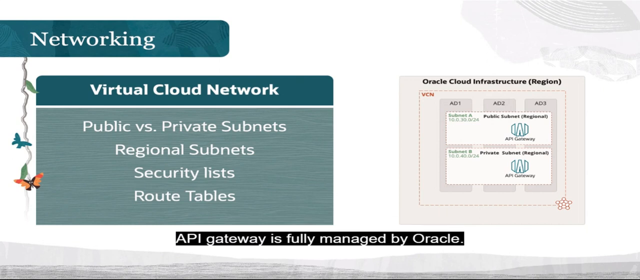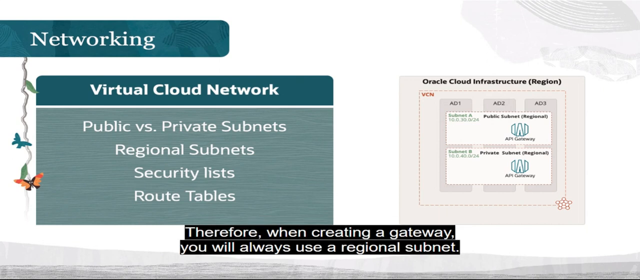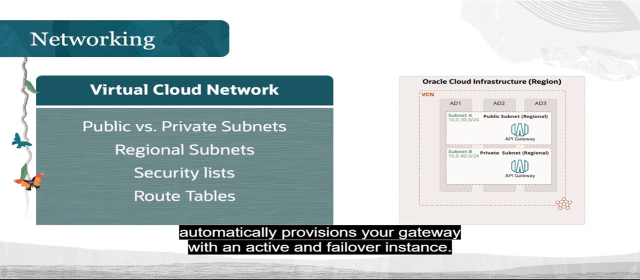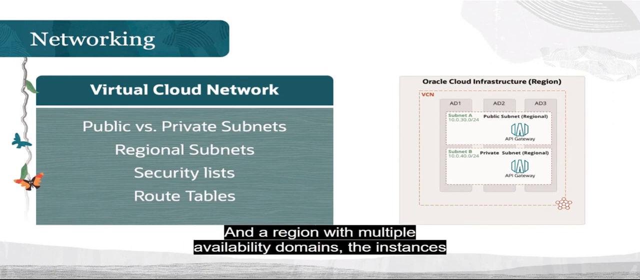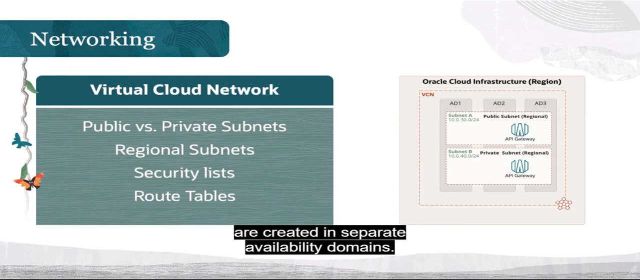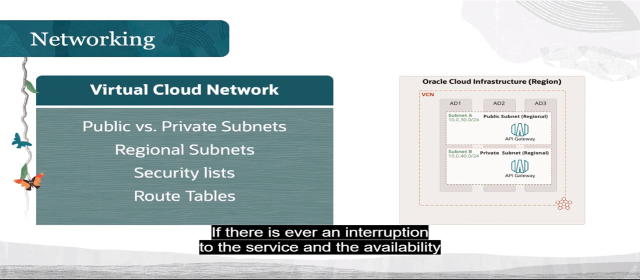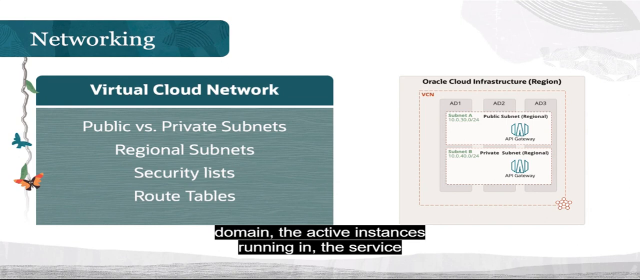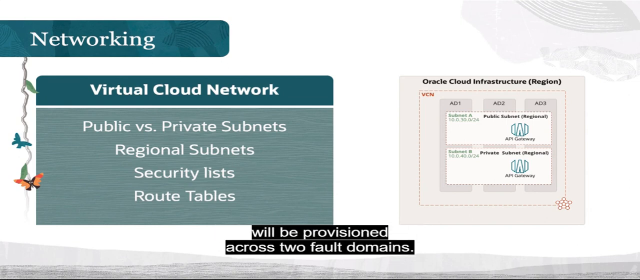API gateway is fully managed by Oracle, and it has built-in failover capabilities. Therefore, when creating a gateway, you will always use a regional subnet. When you create a gateway, the API gateway service automatically provisions your gateway with an active and failover instance. In a region with multiple availability domains, the instances are created in separate availability domains. If there is ever an interruption to the service in the availability domain the active instance is running in, the service will automatically fail over to the backup domain. In the case of a single AD region, the gateway will be provisioned across 2 fault domains. All of this is transparent to the user.